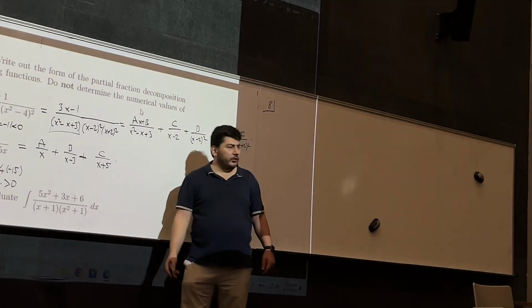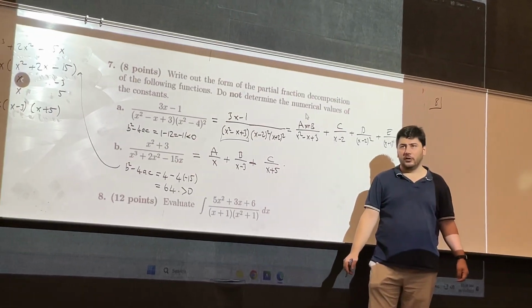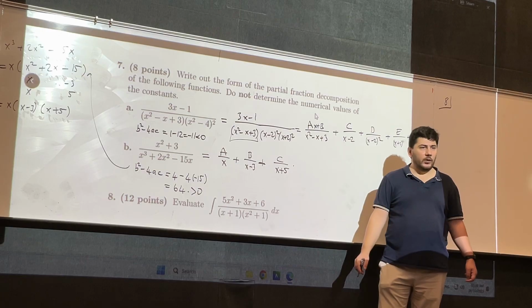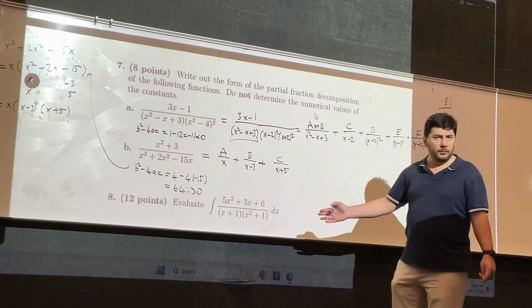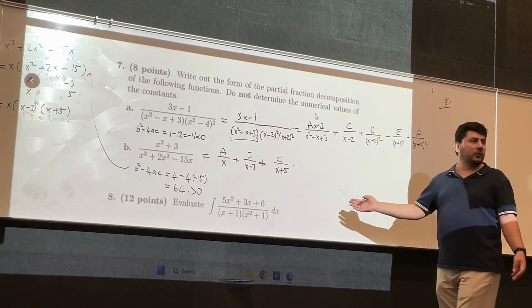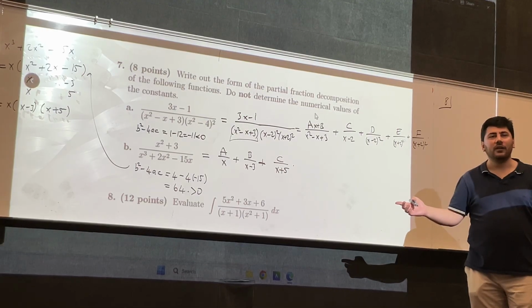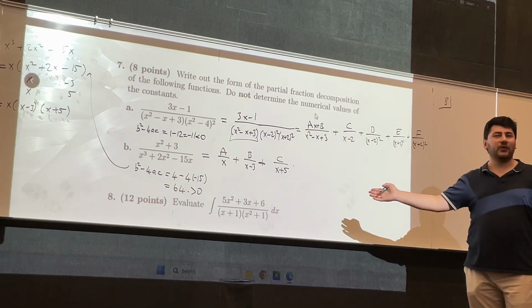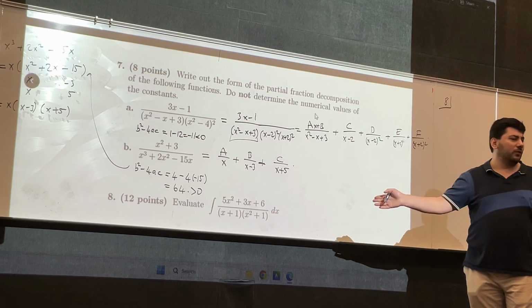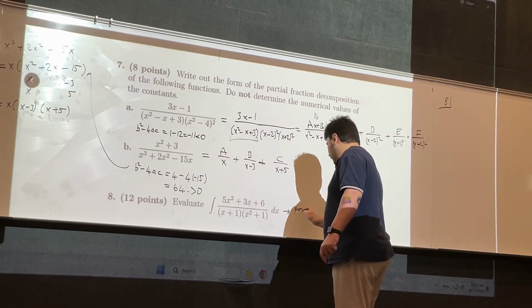Can we reduce this any further? No, right? x squared plus 1 is not reducible. So what do we do? Keep it as it is. There's not much we can do. The only thing we can do here is long division. Can we do long division? No, this is partial fractions. We don't need to do anything here. This is partial fractions.